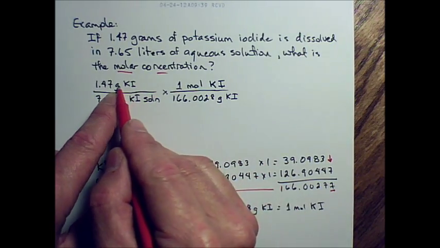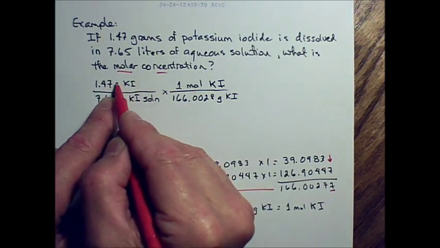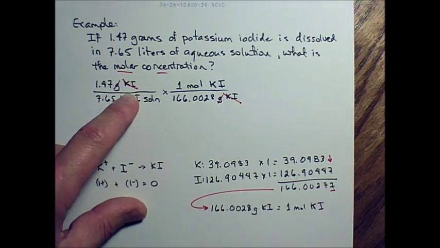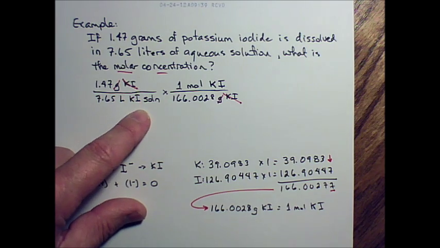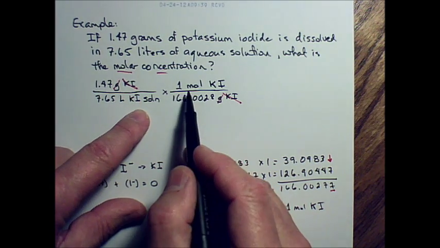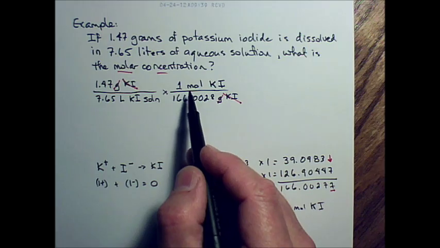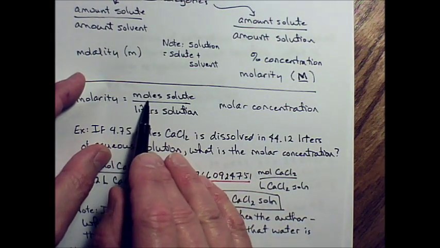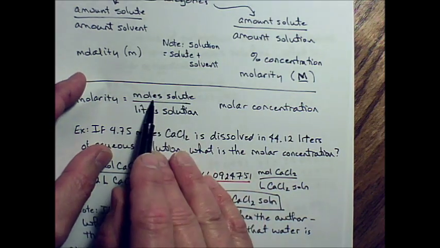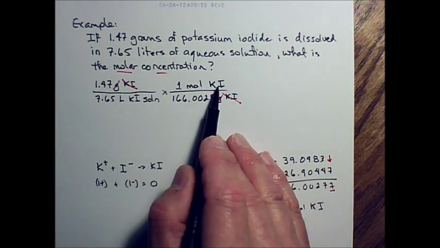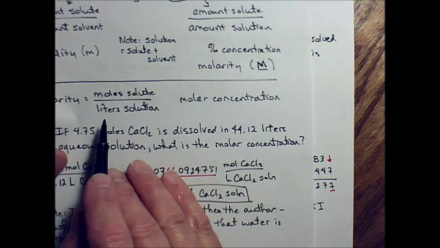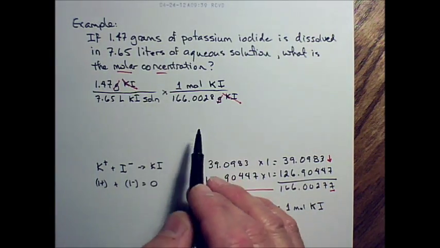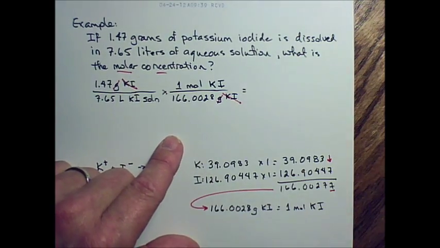So because I have units that are the same on the top and bottom here, I can cancel them. Because I have species on the top and bottom that are the same, I can cancel those, like x's and y's in algebra. And we're ready to start doing the math. We have the setup now the way we want it. We want molarity. Molar concentration is molarity. We have our solute on the top in units of moles. We have our liters of solution on the bottom. Liters of the KI solution is on the bottom. We're ready to do the math and find an answer.